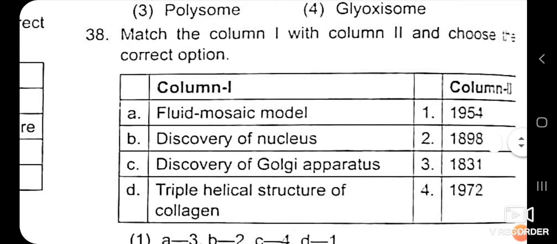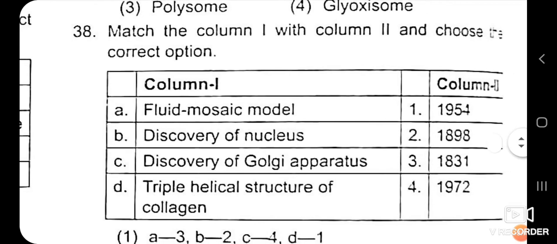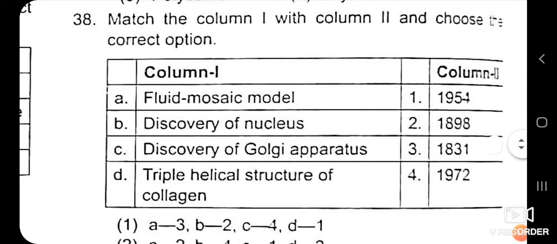Here the 38 number question is there, which has a column 1, column 2. In column 1 there is the models or the discovery given, while in the column 2 there is a year given. But again remember that such a question is not asked for the NEET exam, but here we will find the answer of this question.